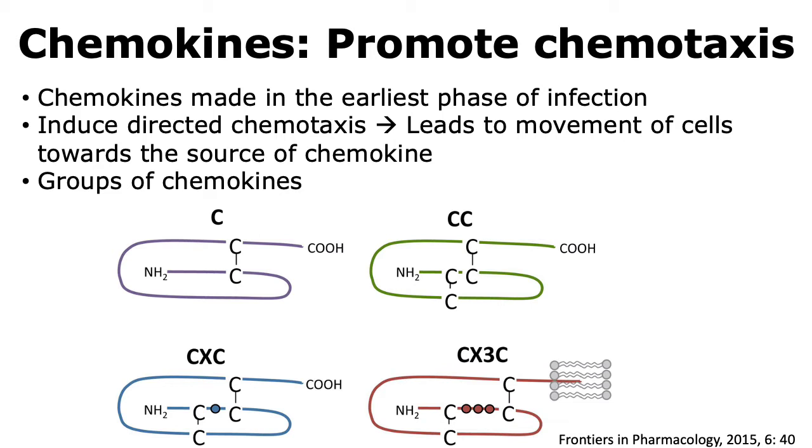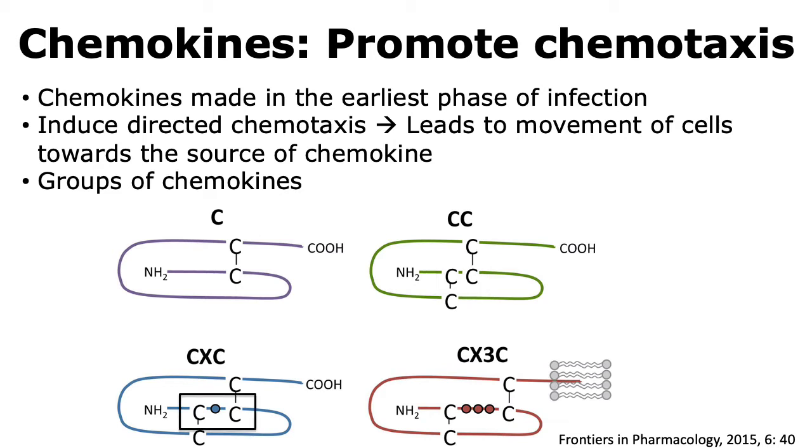The first one are called the C chemokines because they have 2 cysteines that form a disulfide bridge. Another group of chemokines are the CC chemokines because, as you can see in the figure in the black box, there are 2 cysteines that form 2 disulfide bridges, and these 2 cysteines are right next to one another in the primary sequence of the chemokine.